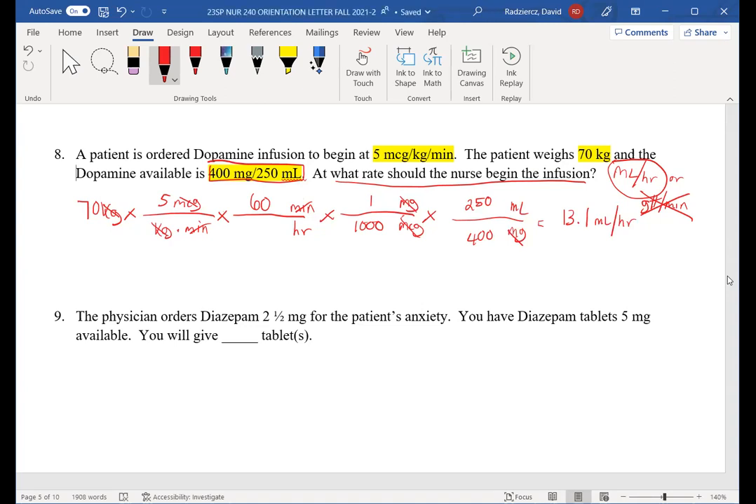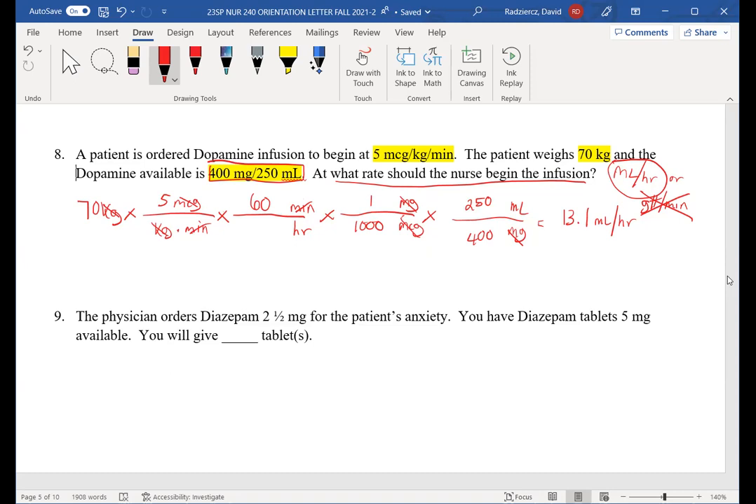So the only thing that really changes with these questions is whether it starts off in milligrams per kilogram per minute, milligrams per minute, or micrograms. And you could see that there's a couple of conversions, right? We have to convert minutes to hours, we have to account for the patient's weight, and then we have to convert the milligrams per hour to ultimately milliliters per hour.